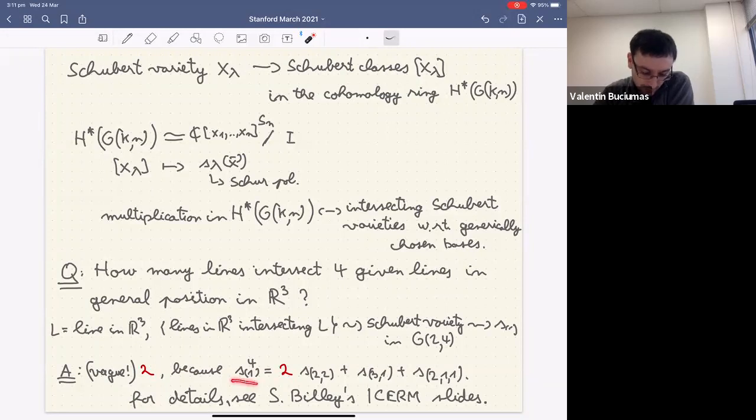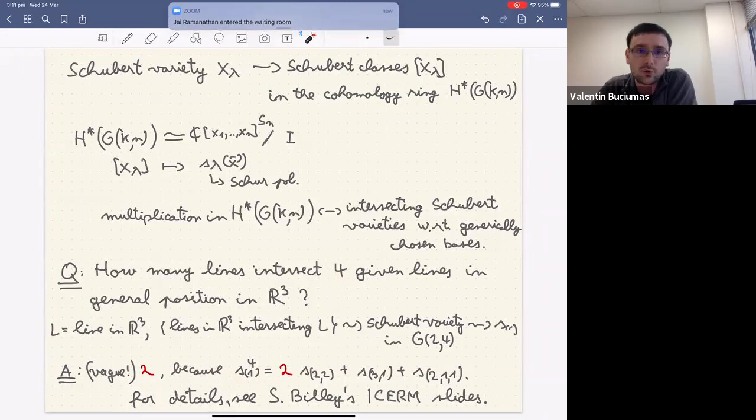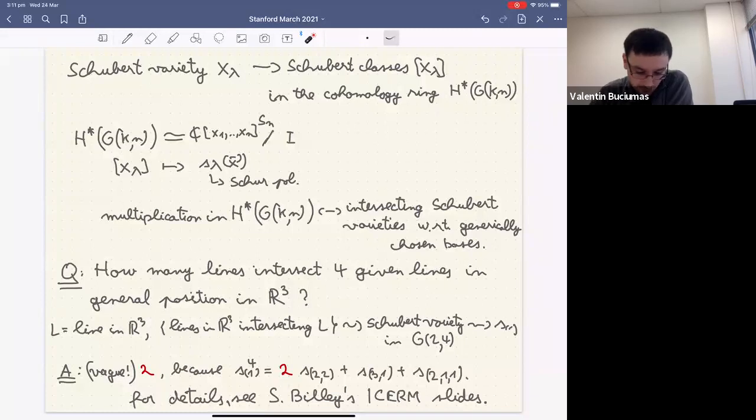So we can multiply S1 4 times because we have 4 given lines. And when you raise S1 to the power 4, because the Schur polynomials are a basis for the space of symmetric functions, you may write this 4th power in terms of other Schur polynomials. And this is how the decomposition works. And it turns out that it is this coefficient 2 that gives you the number of lines that intersect those 4 lines in general position.